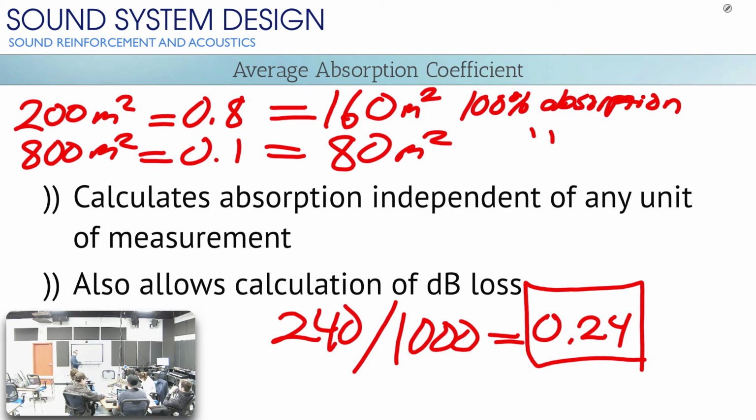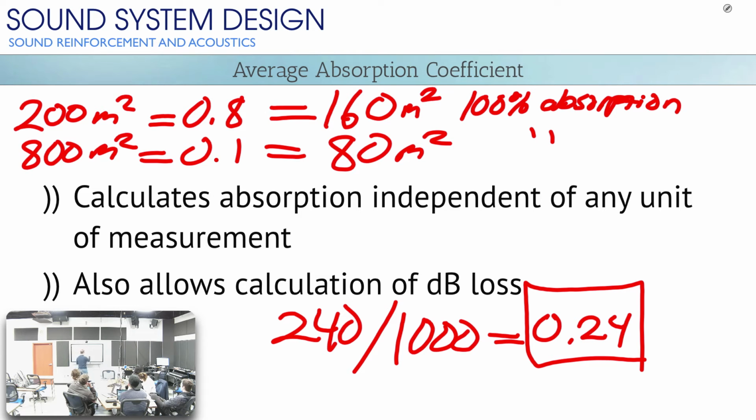Okay? So that's kind of interesting. So what could you do with that? Well, let's round that to 0.2, just because it'll make the math a little bit easier. If you've got 20% of the energy getting absorbed, how much is getting reflected? All right, so that means that this room has an average reflection coefficient of 0.8. If the absorption coefficient is 0.2, the reflection coefficient would be 0.8.